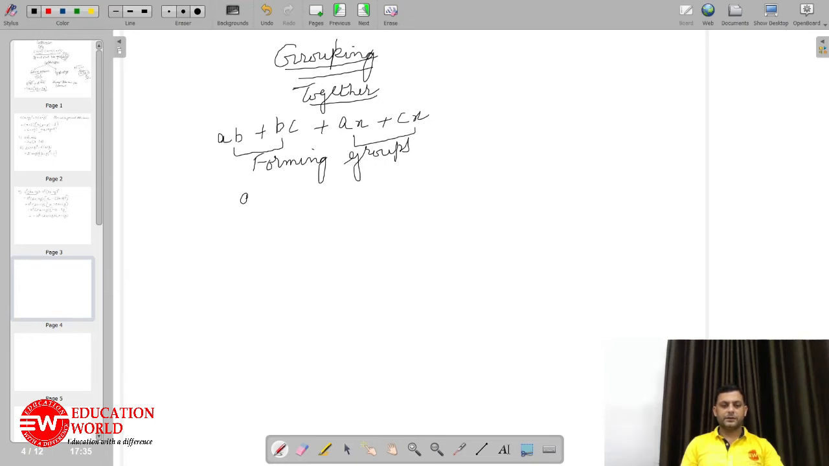So AB plus BC in one group I will put, and here AX plus CX I will put in another group. Now two groups are here. So what is common? Here B is common, so I have taken B common. Here X is common.